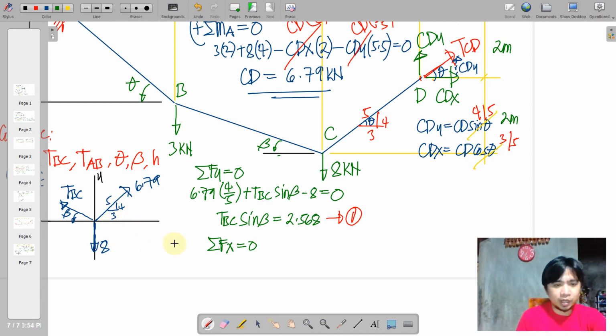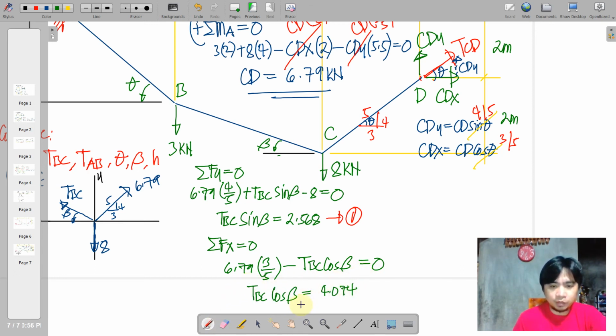So the force component is 3 along the 3 slope. So we write 6.79 times 3/5 minus leftwards TBC times your horizontal, which is adjacent to your reference angle beta, so that is to be multiplied by cosine of beta. And this shall equate to 0. We then arrange this equation. We have TBC cosine beta is equal to 4.074 and let this be the second equation.